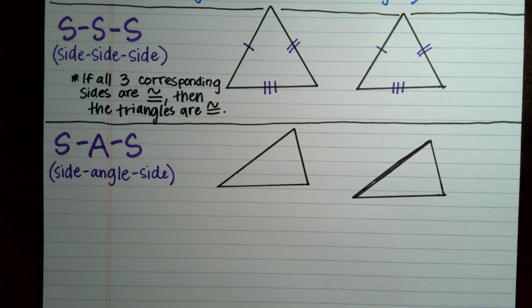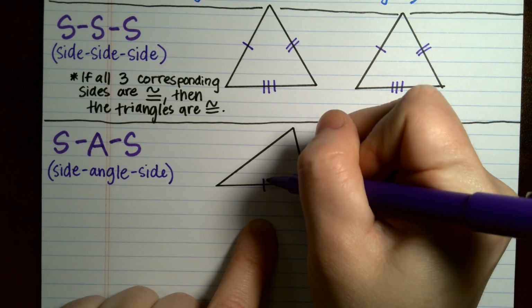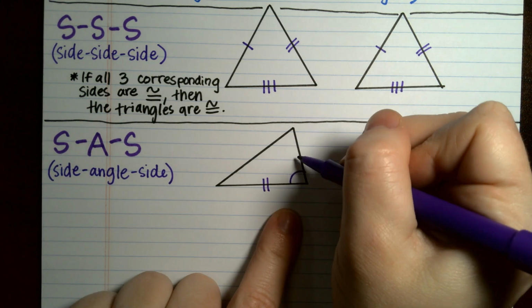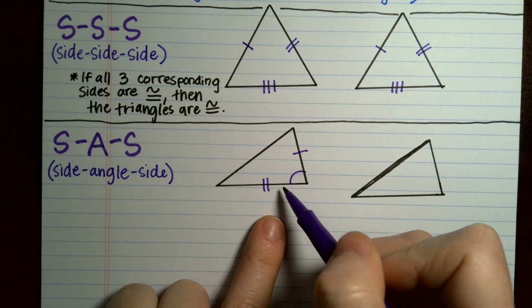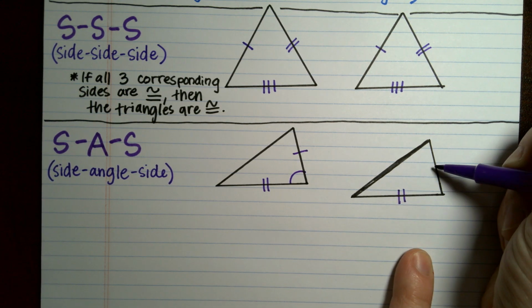So to show that we have side angle side congruence, we have to have one side and then an angle and then another side. The angle has to be in the middle. It's got to be the same on the other triangle.